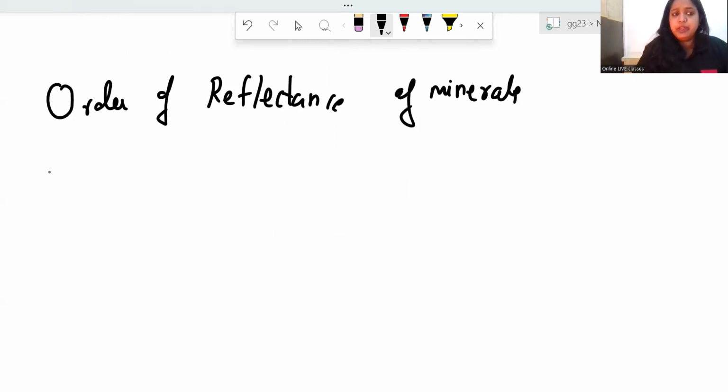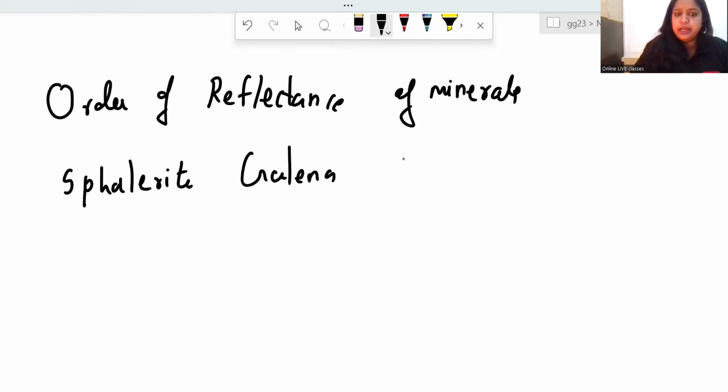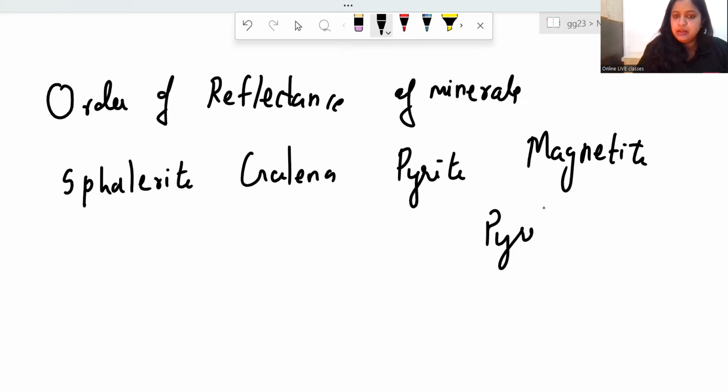So from the memory, the minerals were sphalerite, galena, pyrite, magnetite, and pyrrhotite. These were the options according to my memory and my students' memory.